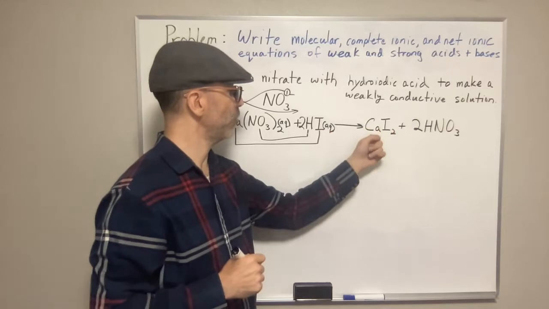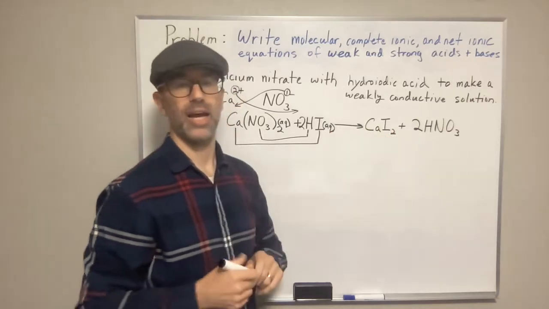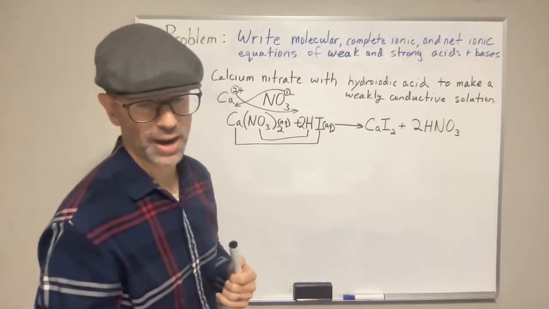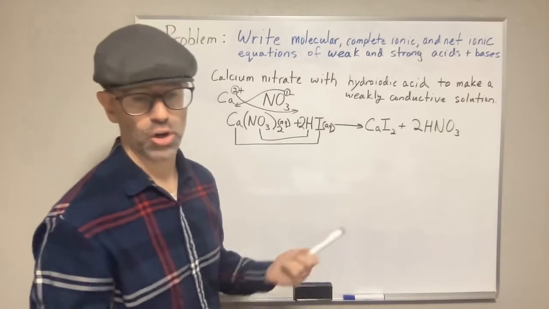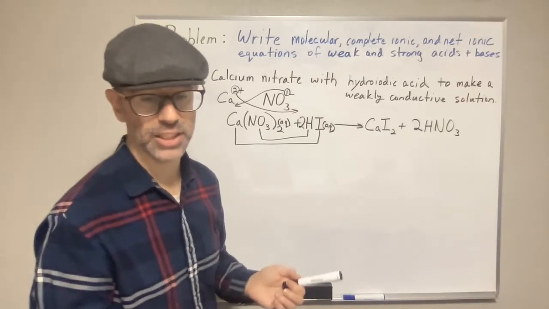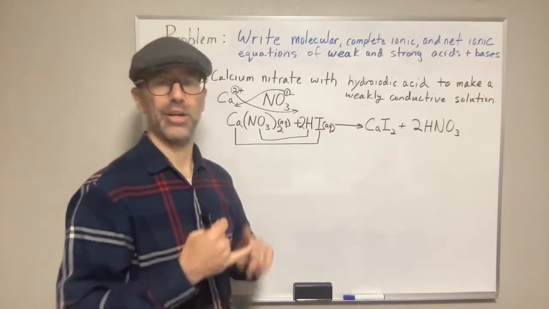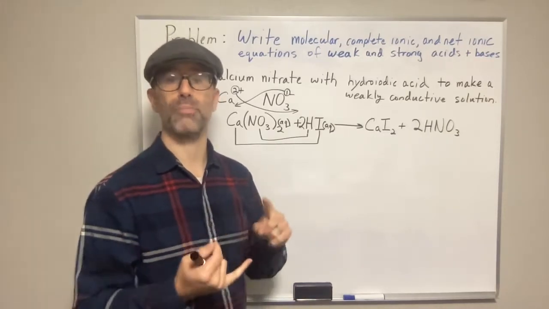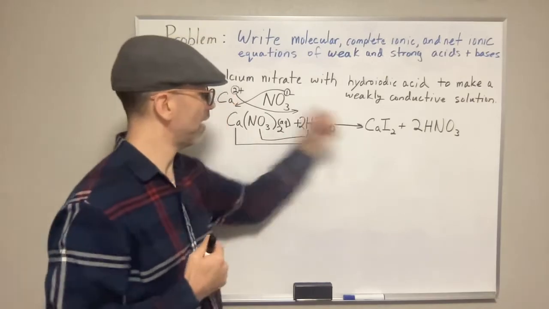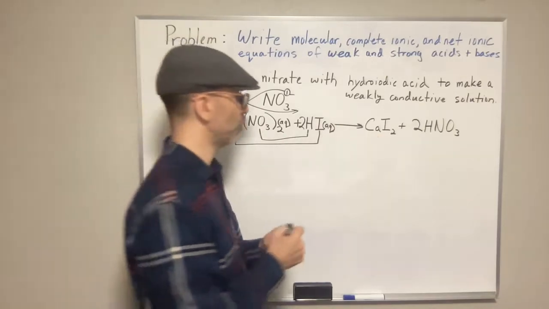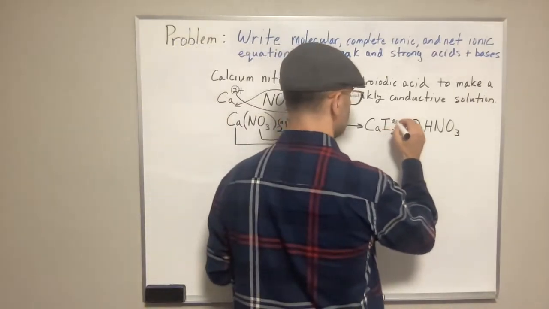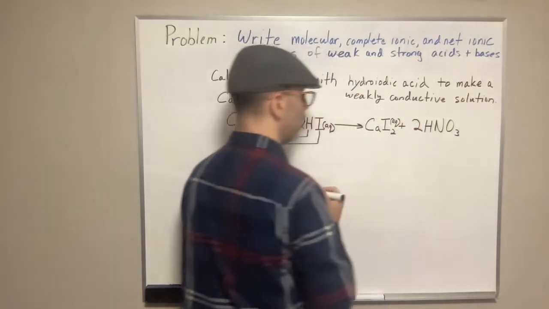And here we have calcium iodide. If we look at our rules for iodides, it says that all chlorides, bromides, and iodides are soluble except when you have silver, your lead 2 ion, or your mercury 1 ion. But we have calcium, so this is soluble in water. So that's going to be aq.